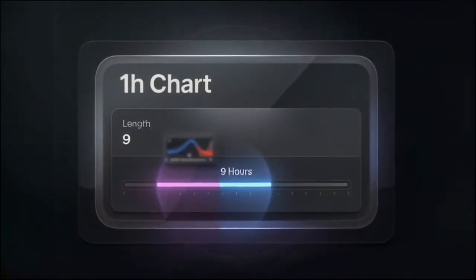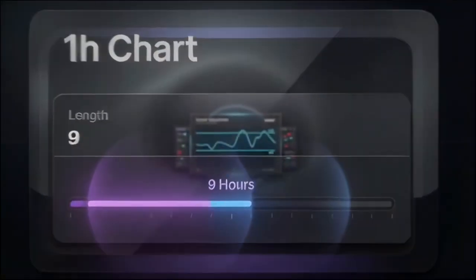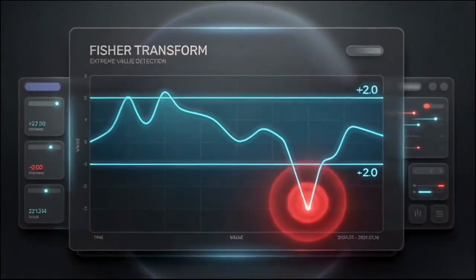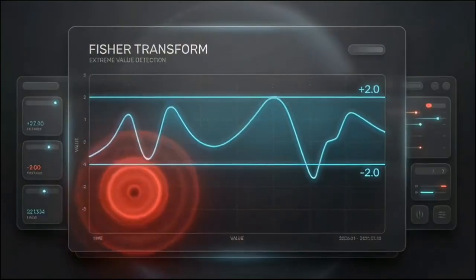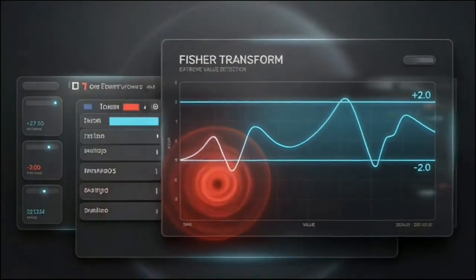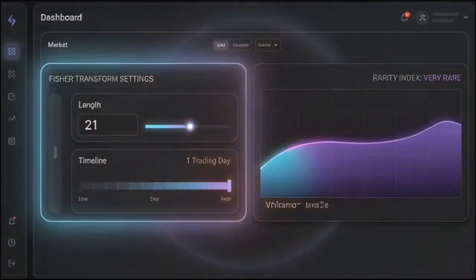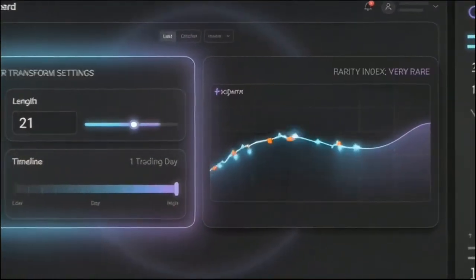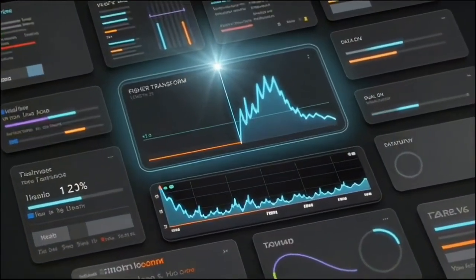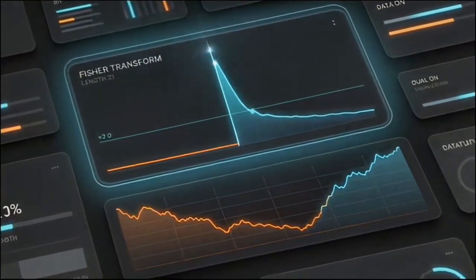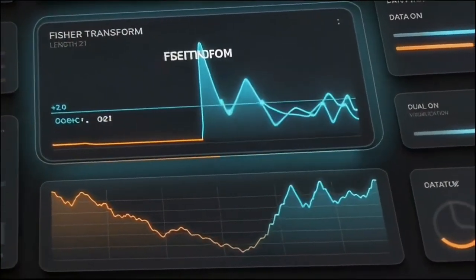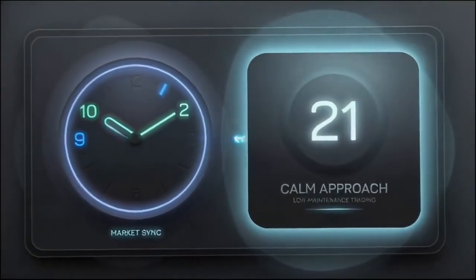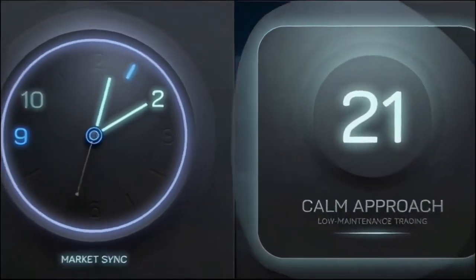The swing length is 9, still the default, reading roughly 9 hours of trade, and at the hourly scale, spikes past plus 2 or minus 2 mark genuinely stretched conditions. The slower option is length 21. That is nearly a full trading day inside the calculation, and it signals rarely. But an extreme spike on a length 21 Fisher at the hourly level usually marks the kind of turn that holds for days. Swing traders who only check charts a few times a day should default to 21.